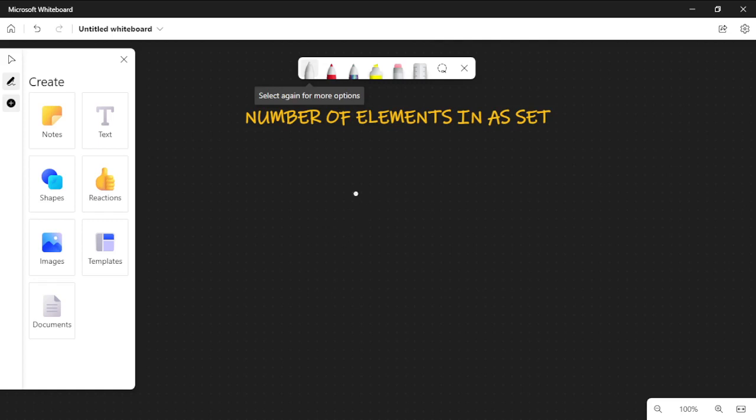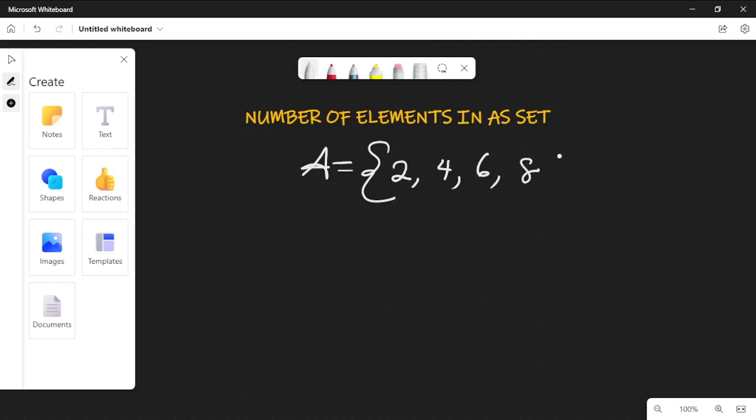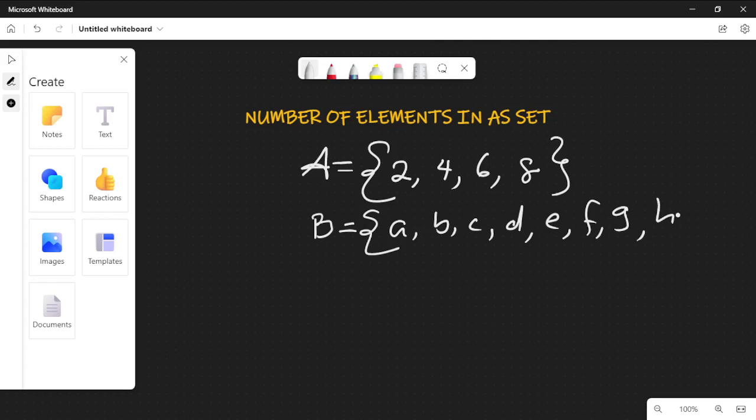Now, let's take for instance that I have a set A, just like this, and I have elements in it to be 2, 4, 6, and 8. So these are the elements that I have in A. Now, let me give another one. Let me say I have the second set B, and the elements that I have in it are A, B, C, D, E, F, G, H. Okay, so these are the elements that I have inside the set B, right?